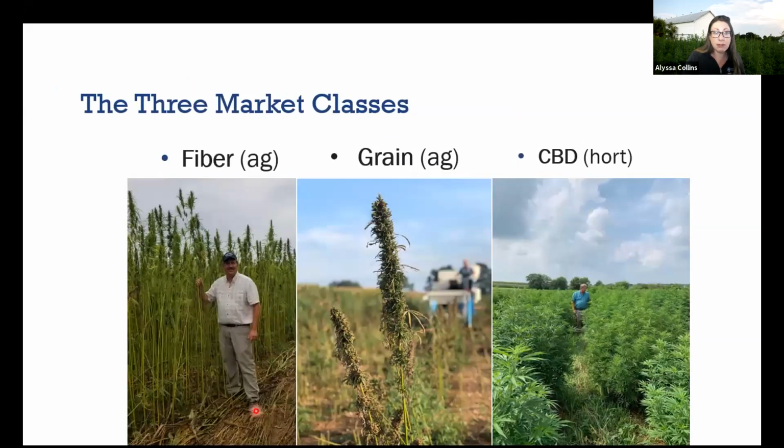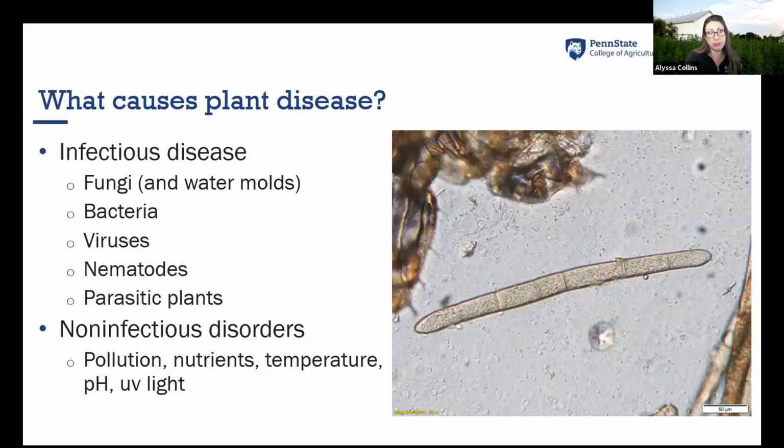So really, these 3 classes are more reasonably placed into an agronomic system. Fiber is more like growing cotton or flax. Grain is more like growing grain corn or soybeans. And CBD systems are more like growing tomatoes or tobacco. So we think about these systems separately when we think about how to design a disease management system for them. But just to the basics, what are we even dealing with here?